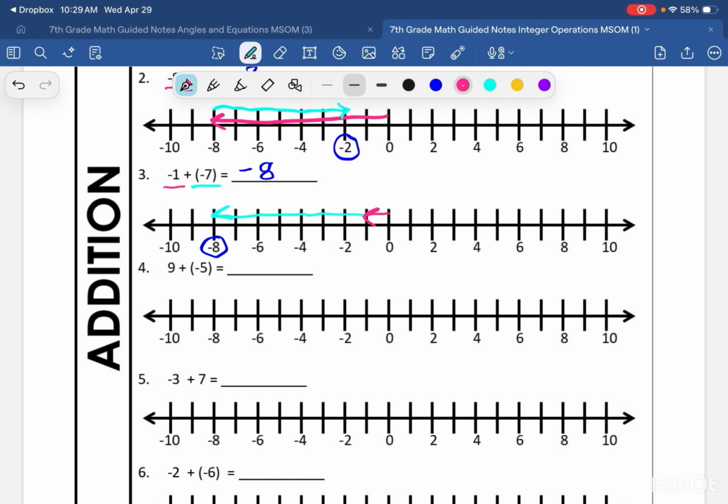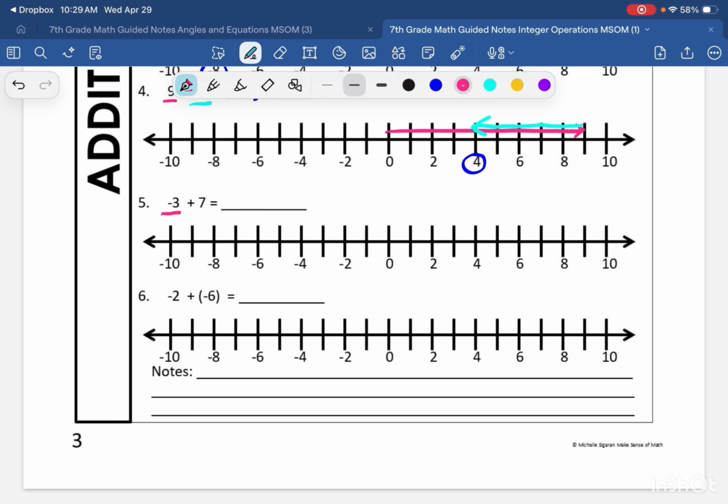9 plus -5. So I have 9, all the way up here to 9. And I'm joining that with 5 negatives, back to the left since it's negative. 1, 2, 3, 4, 5. I end at 4. Next question.